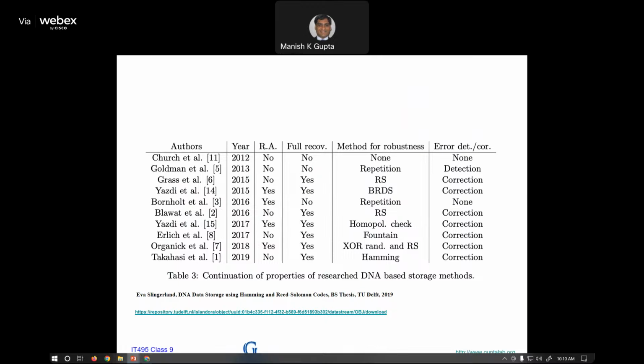By the way, I have taken this table from Eva. She has written a bachelor thesis, BTech, 2019, at TU Delft, and you can see how she summarizes all the codecs. So if you can write a report like that when you are doing the comparison, right? Those people who are doing a review of the codecs can take a year-wise division.